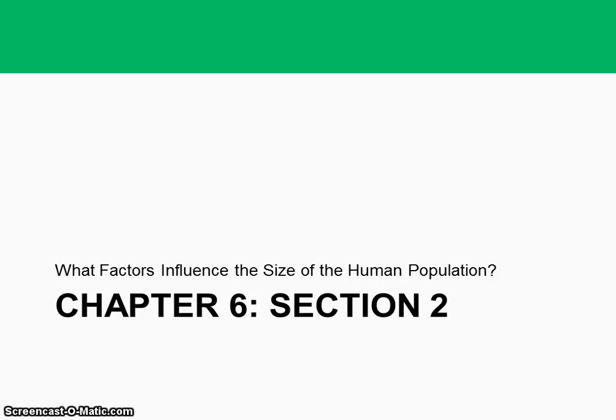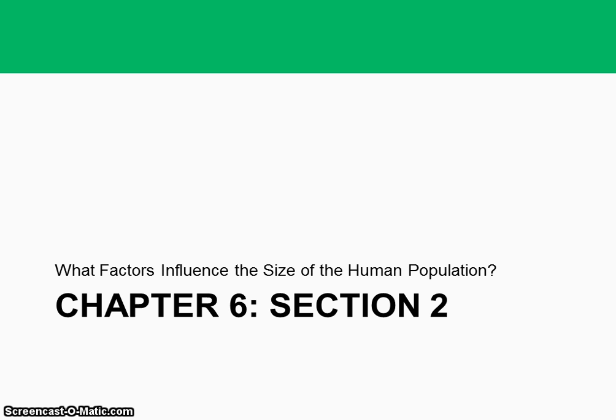This is the lecture on section 2 of chapter 6. We're going to look at the factors that influence the size of human population. There's a lot of vocabulary in this section, but a lot of it you've already heard if you were in class doing the visualization activity that we posted up on the board where we colored the 5 different regions. So you'll see that. It'll be re-emphasized here.